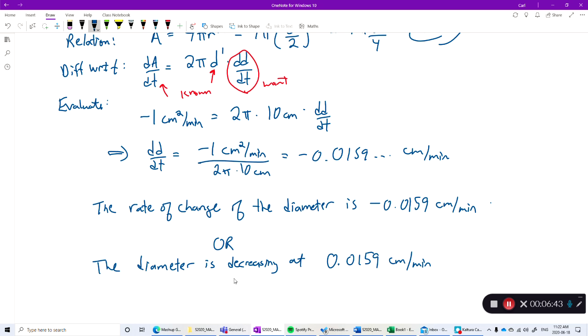So it's decreasing at this amount. If I said my salary is decreasing at negative $5,000 per year, that means it's increasing, right? So here I don't say negative, I say it's decreasing at this positive number. So both of these are correct.